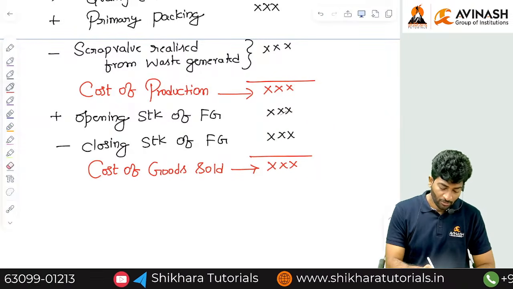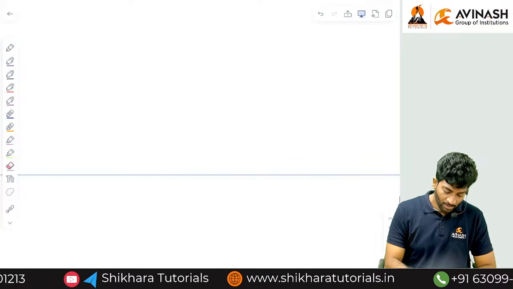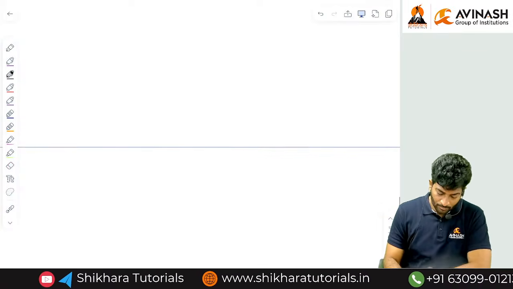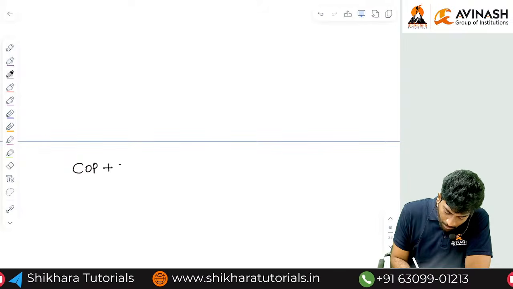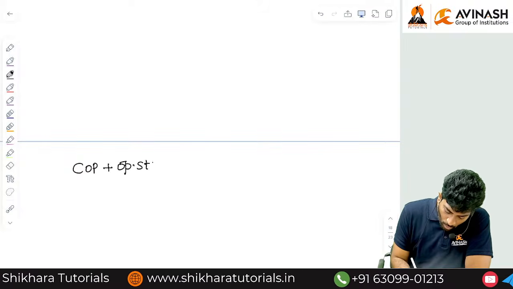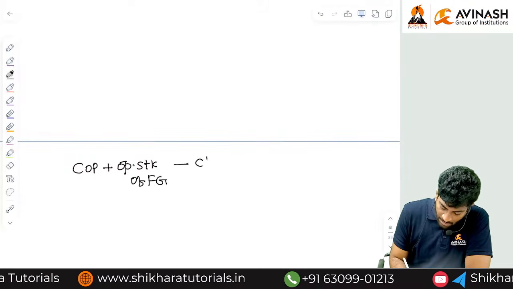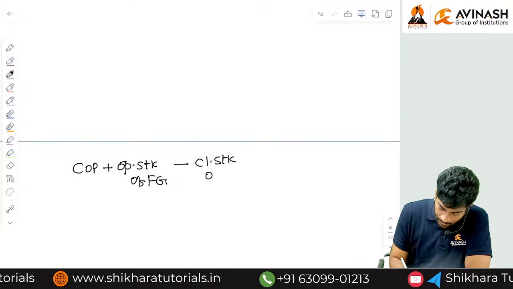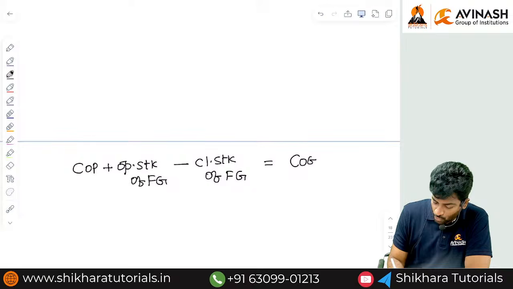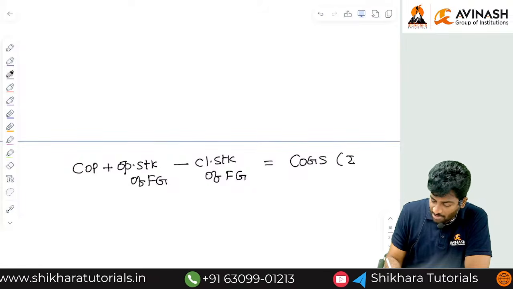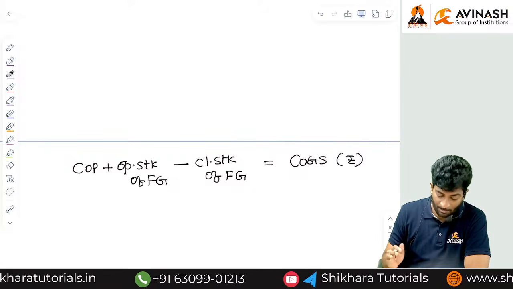And these four lines we are using: cost of production plus opening stock of finished goods minus closing stock of finished goods equals cost of goods sold. Here in this cost sheet, everything is rupees, right? Now please subtract that rupees part.